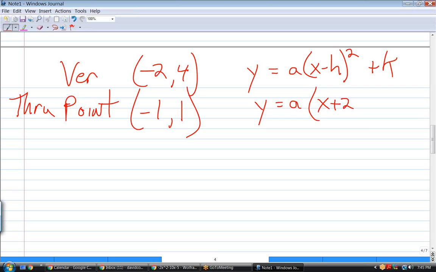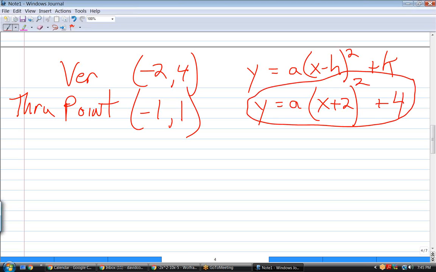Don't drop negative signs. When you have two negative signs, it turns into a plus. Okay? If x coordinate was +2, then it would look like this. But if it's -2, it's got to have the different sign. Okay? K is +4. So that's the equation of our parabola. We know everything but A. So let's substitute the point that it tells us it goes through, and we'll be able to solve for A. Then we'll have the exact equation of this parabola.